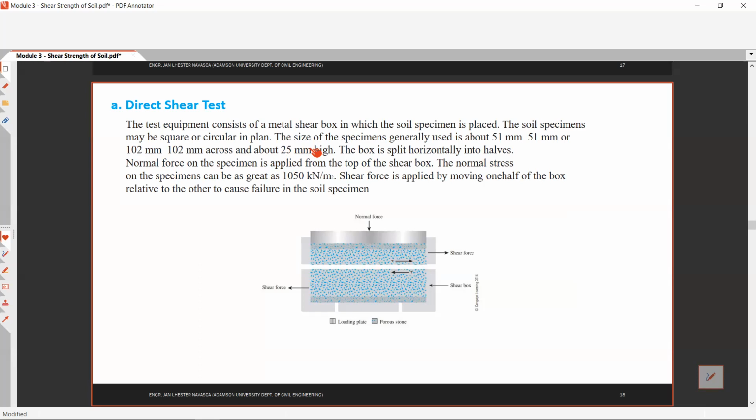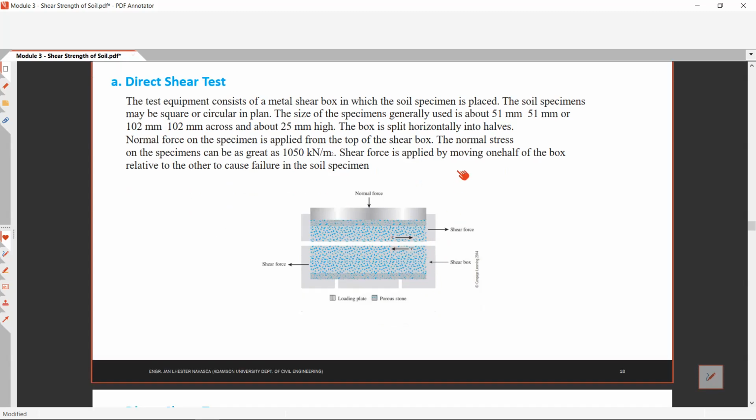So the box is split horizontally into halves. Normal force on the specimen is applied from the top of the shear box. And the normal stress on the specimen can be as great as 1050 kilonewton per square meter or 1050 kPa. And the shear force is applied by moving one half of the box relative to the other to cause the failure on the soil specimen.